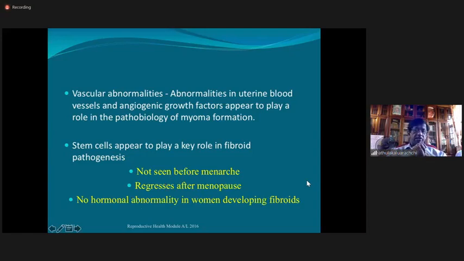These fibroids also tend to have certain vascular abnormalities with the uterine vessels. So there may be a role played by various vascular growth factors in the pathogenesis of fibroids. Stem cells also seem to have a role. But these are all possible associations, and there's nothing to say this is the exact cause of fibroids.